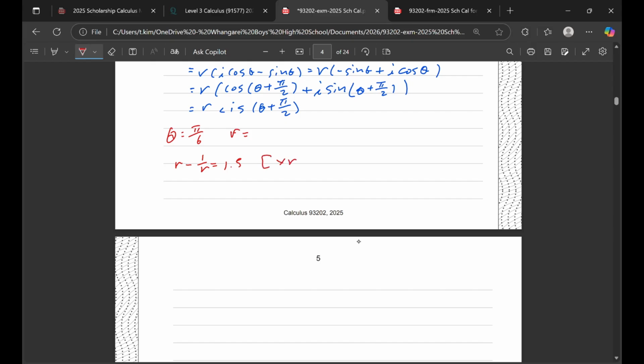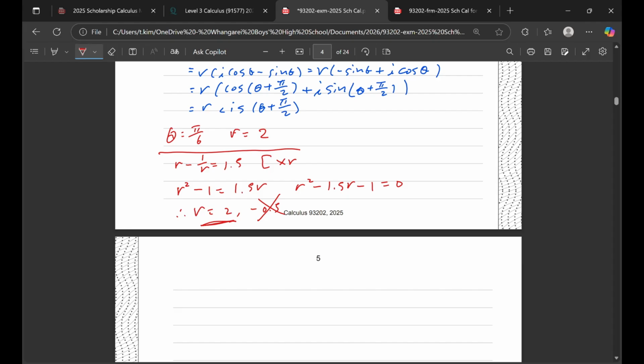Let's times by r on both sides. That makes r squared minus 1 equals 1.5r, and r squared minus 1.5r minus 1 equals 0. You can times by 10 and factorize it, or just use a graphics calculator. It will give you r equals 2 or negative 0.5. We all know r can't be negative because it's a modulus. So r must be 2.